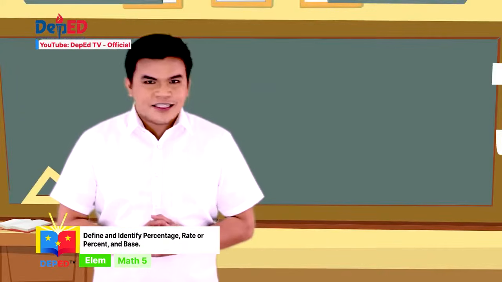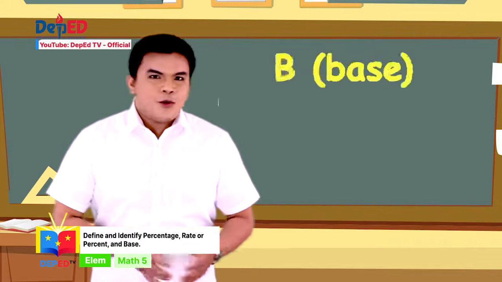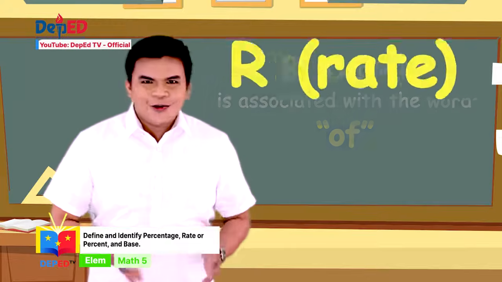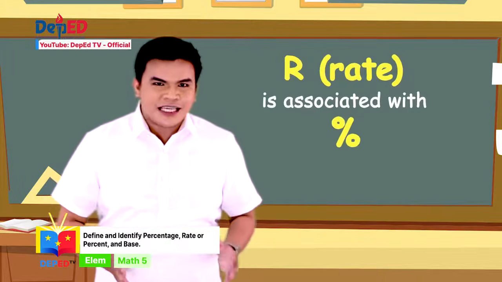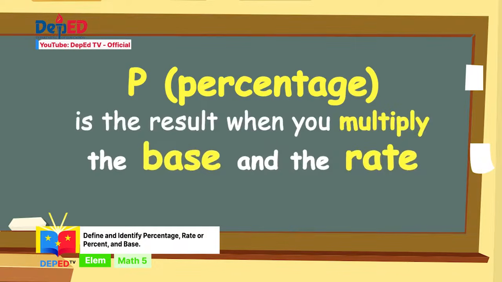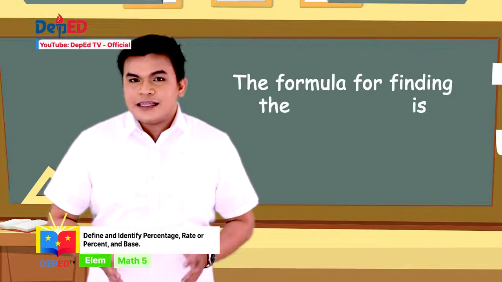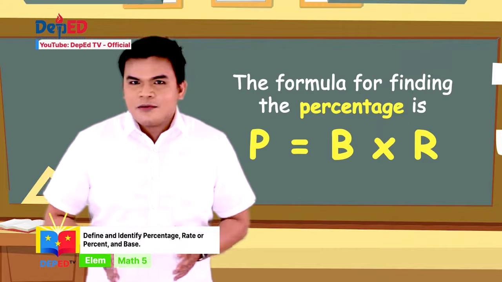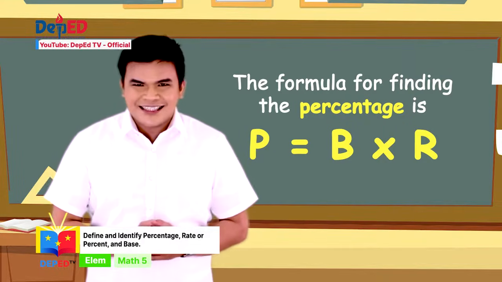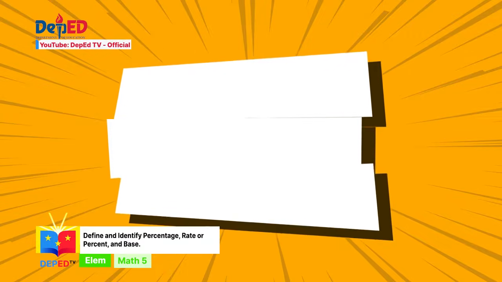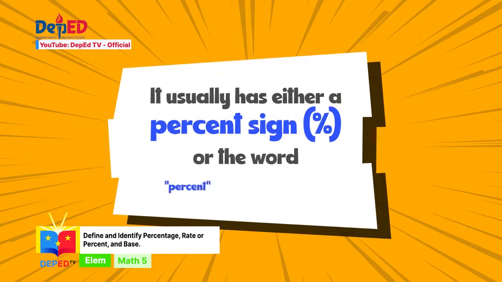The given problem is an example of a problem on percentage, where B or base is associated by the word of. R or rate is associated with percent. P or percentage is the result when you multiply the base and the rate. The formula for finding the percentage is P equals B times R. From the problem, we have learned that 20% is the rate. A rate is the number compared to 100. It usually has either a percent sign or the word percent with it.